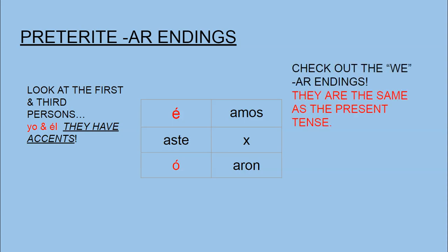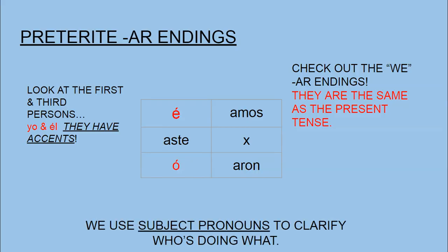Notice amos. Amos is the we ending, and it's the same as the present tense. So how will you tell the difference? You'll have to look at context clues, and we'll talk about those in just a minute. We also use the subject pronouns to clarify who's doing what. You know, yo, tú, él, nosotros, and ellos.